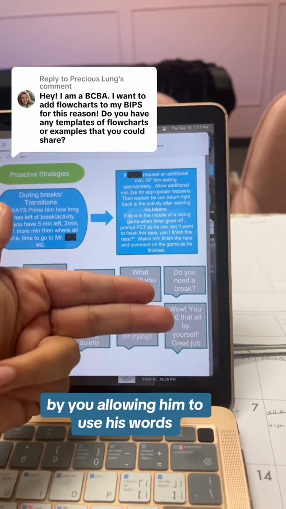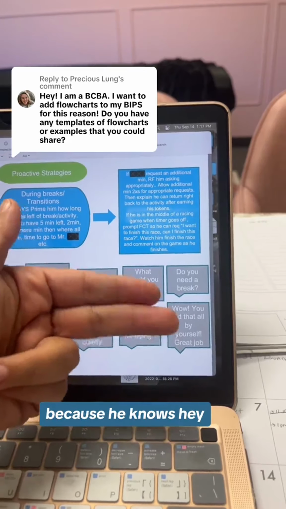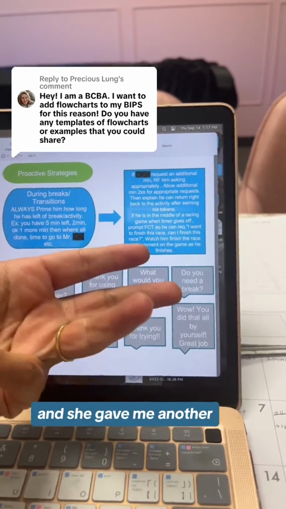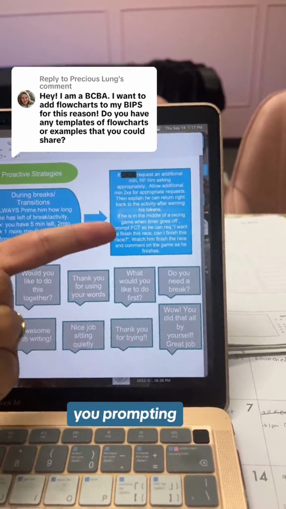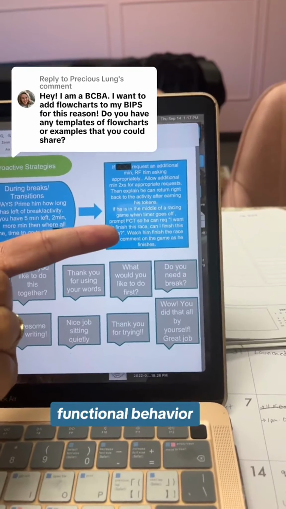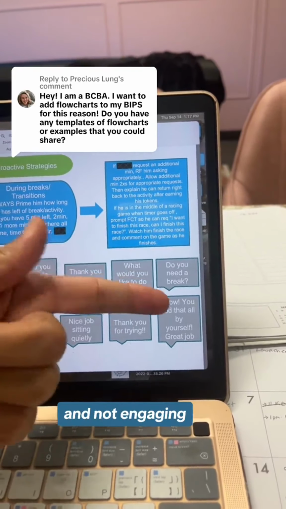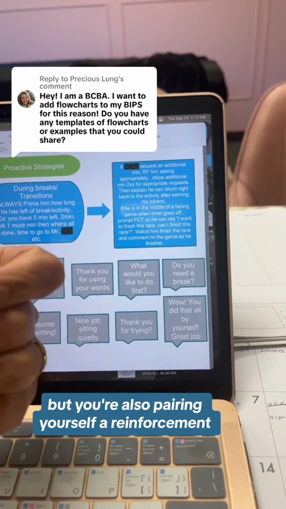But also, when you're reinforcing him by allowing him to use his words, you're also preparing yourself for reinforcement, because he knows, hey, I just asked for another minute and she gave me another minute on the iPad. That's awesome. I love her. So not only are you prompting an alternative functional behavior, which is asking appropriately and not engaging in those maladaptive behaviors, but you're also preparing yourself for reinforcement.